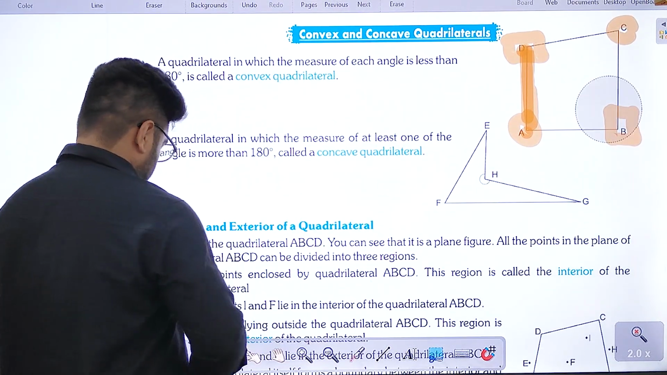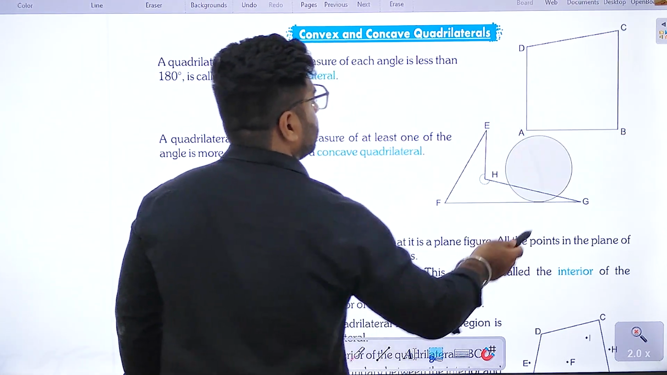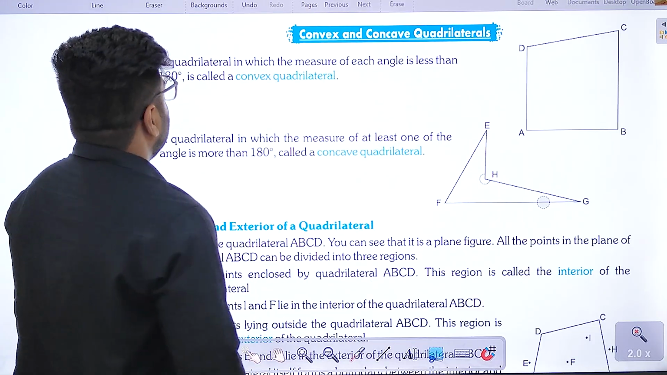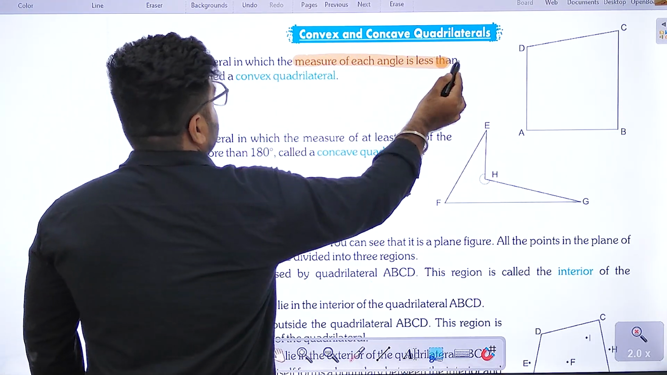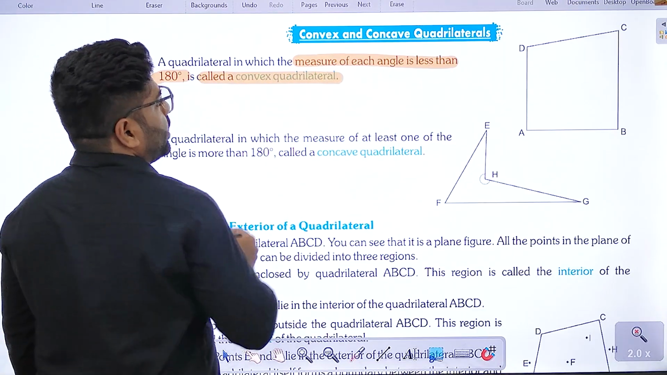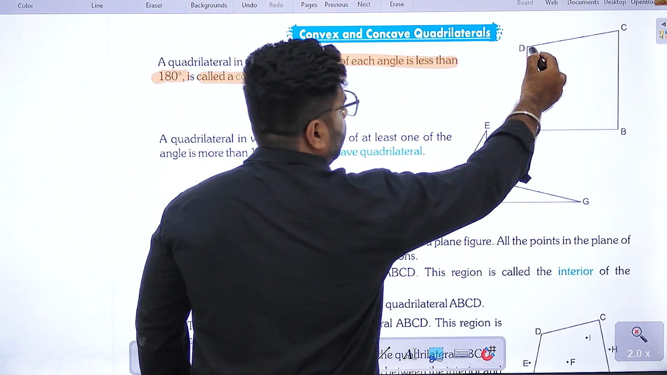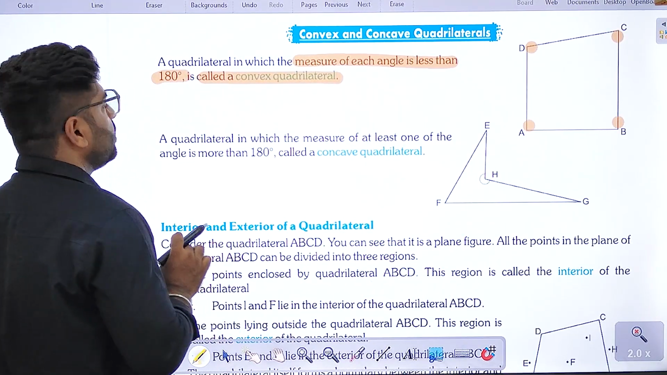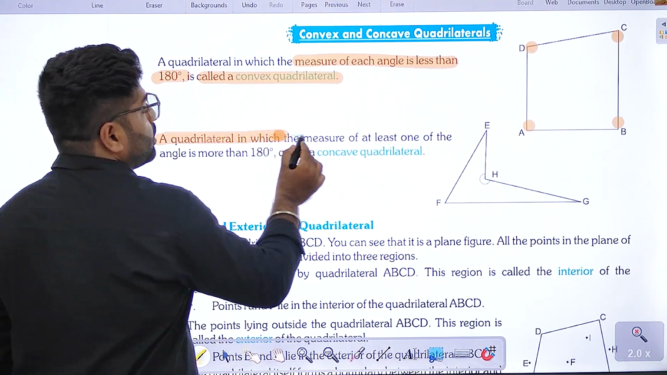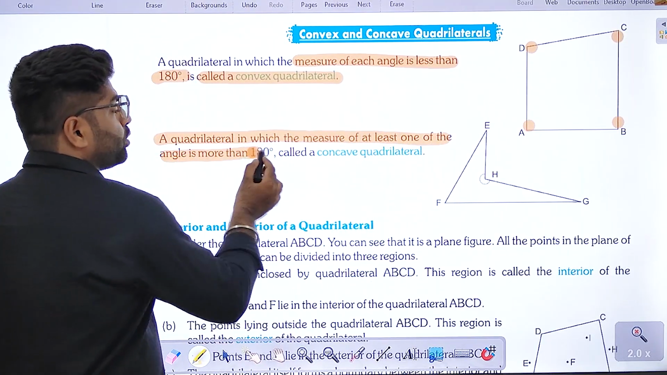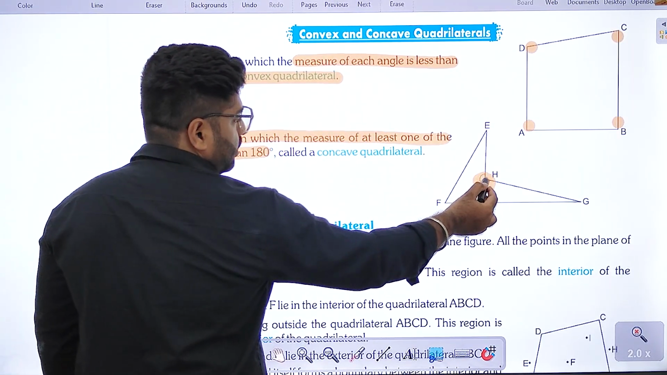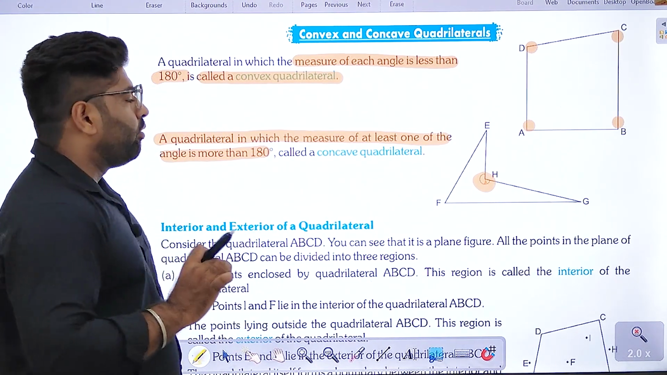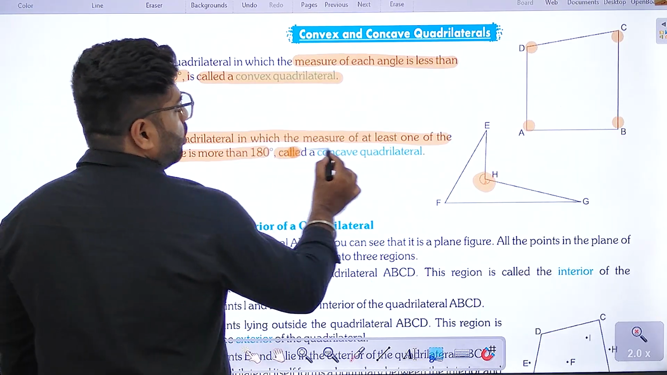Now we are having another property, that is convex and concave quadrilateral. Okay. A quadrilateral in which the measure of each angle is less than 180 degrees is called a convex quadrilateral. Just like this one, all four angles of the quadrilateral are always less than 180 degrees. A quadrilateral in which the measure of at least one of the angles is more than 180 degrees, if you see this angle, this is a reflex angle, and this is always more than 180 degrees. So this is called a concave quadrilateral.